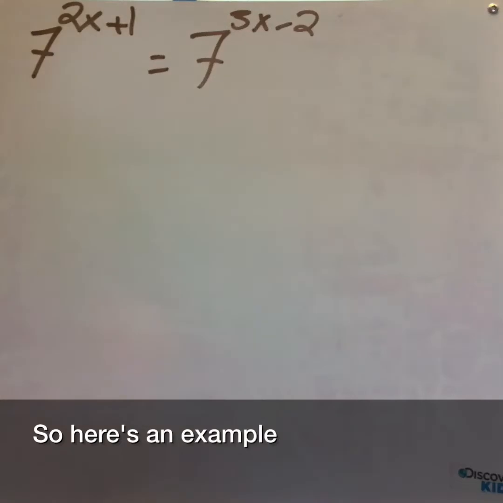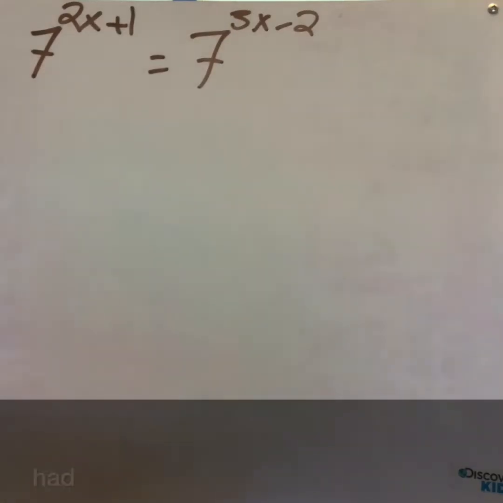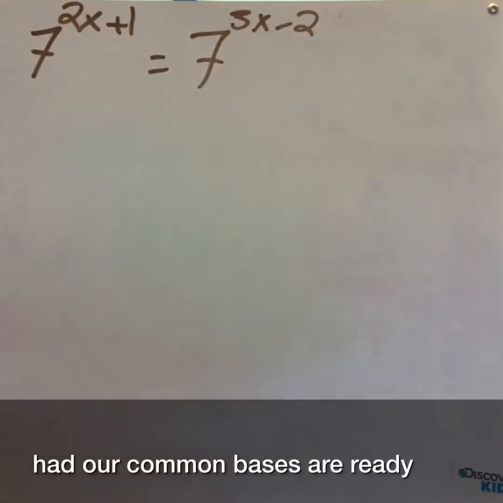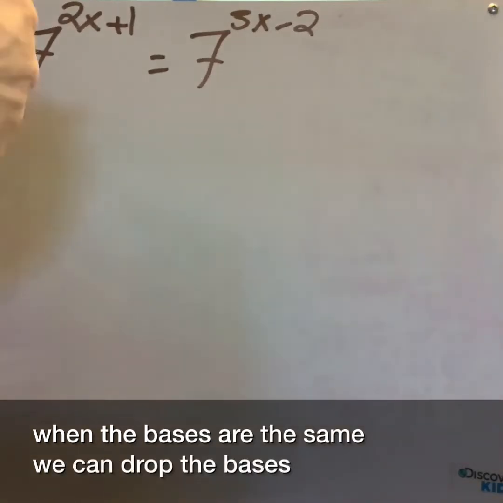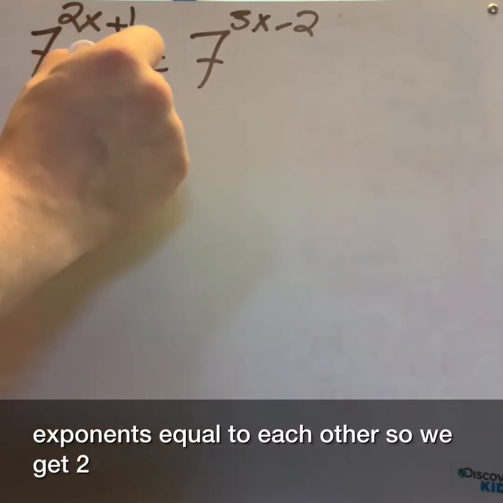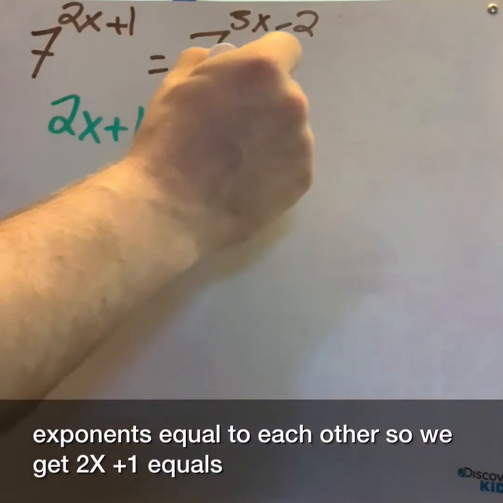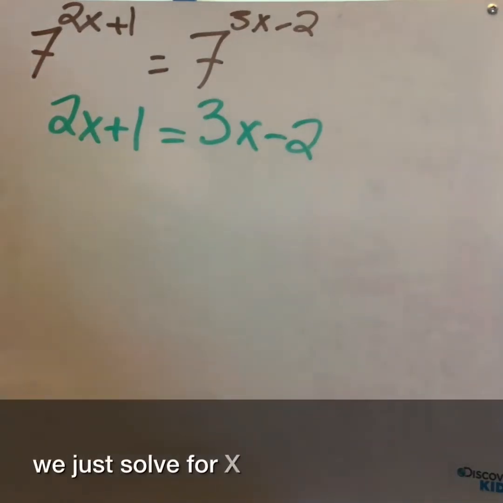So here's an example. We have 7 to the 2x plus 1 is equal to 7 to the 3x minus 2. We have our common bases already. So when the bases are the same, we can drop the bases and set our exponents equal to each other. So we get 2x plus 1 equals 3x minus 2. And then we just solve for x.